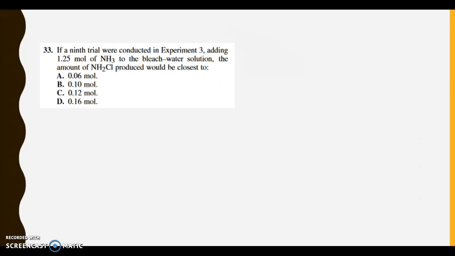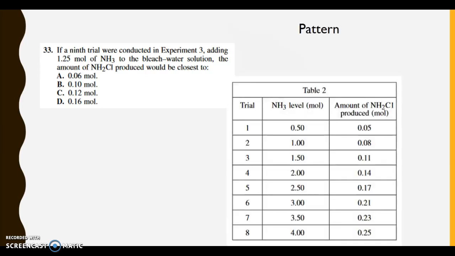Question 33. If a 9th trial were conducted in experiment 3, adding 1.25 moles of NH3 to the bleach water solution, the amount of NH2Cl produced would be closest to what? This is a pattern question. It's an interpolation question. It's asking us to look between two data points.